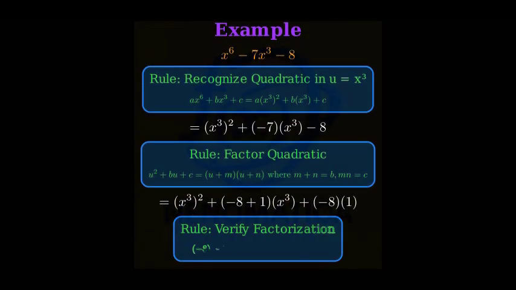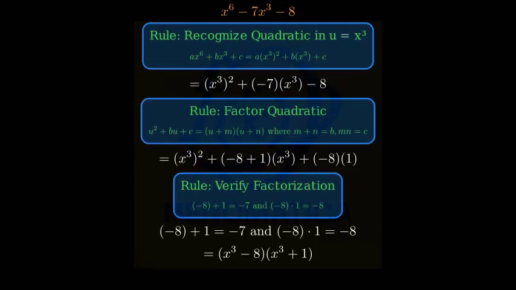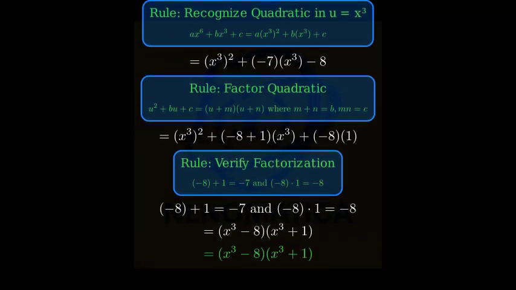In step 3, we verify our choice of factors. Negative 8 plus 1 equals negative 7, and negative 8 times 1 equals negative 8. So our factors are x cubed minus 8 and x cubed plus 1. And so our final factorization for the second example is x cubed minus 8 times x cubed plus 1.